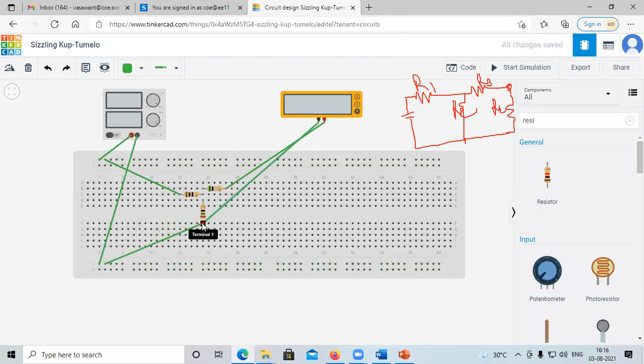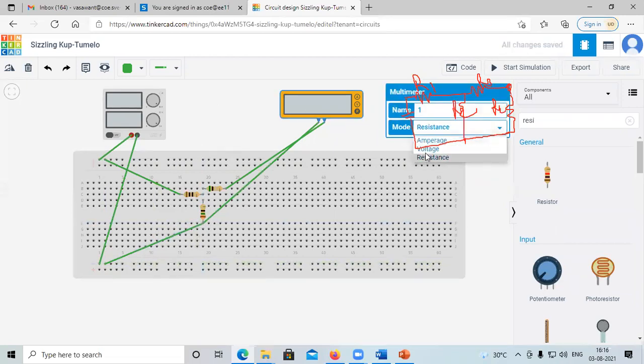Is the circuit complete? Hello. Here it is an open circuit. I want to measure the voltage first of all.